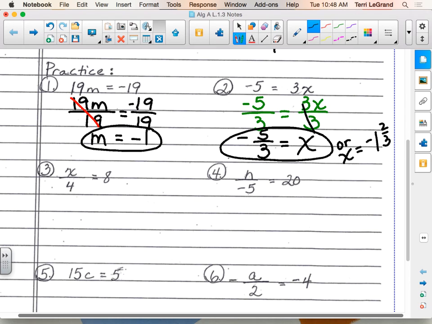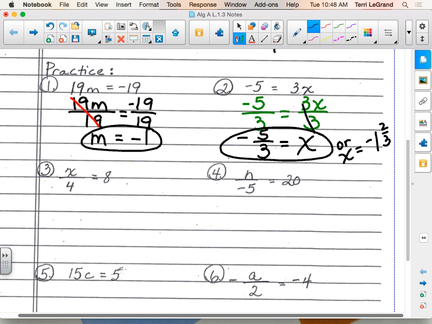Here's the answer I won't take. Anybody know what decimal 2/3 is? What decimal does 2/3 represent? What's its decimal name? 0.666. The 6 keeps repeating, does it not? So here's the answer I don't want to see. I don't want to see negative 1.6 with a repeating bar over the 6. That's not what I want to see.